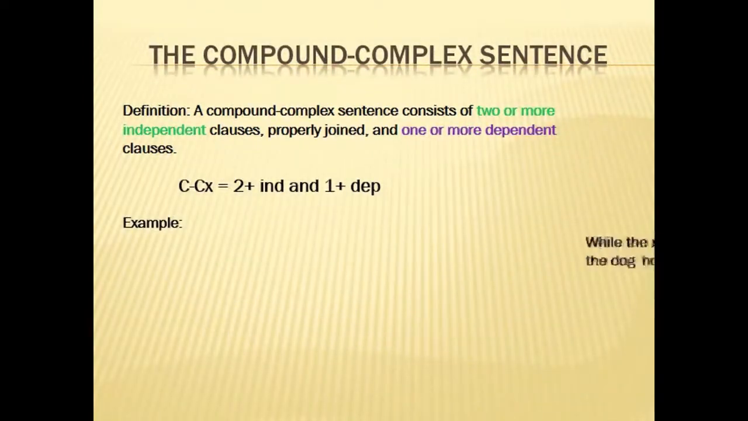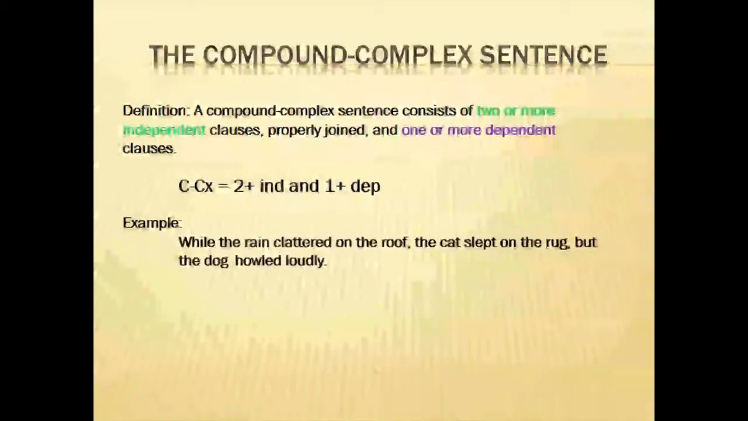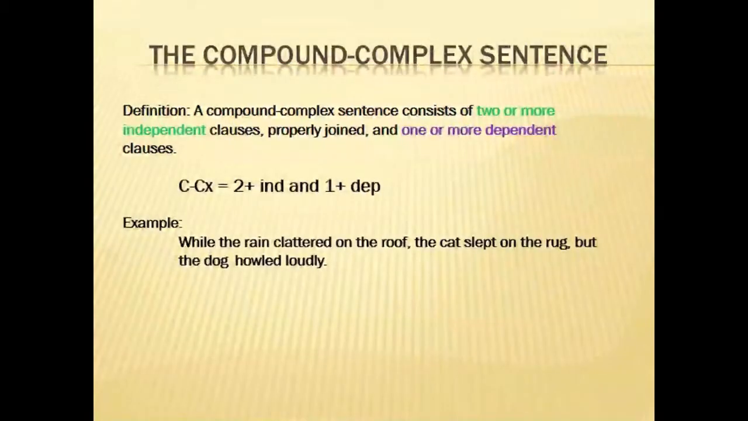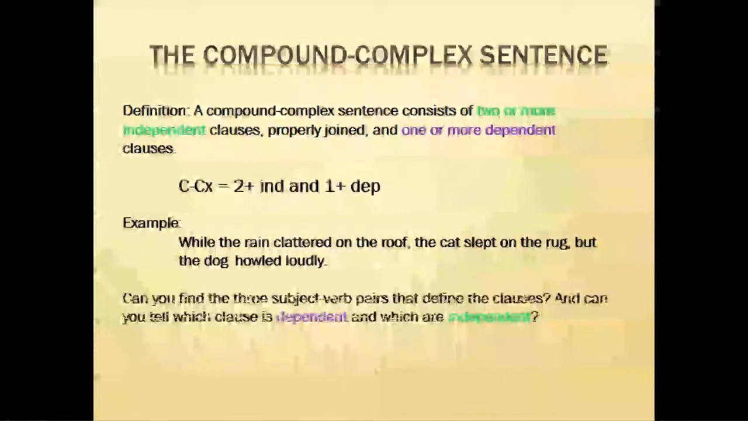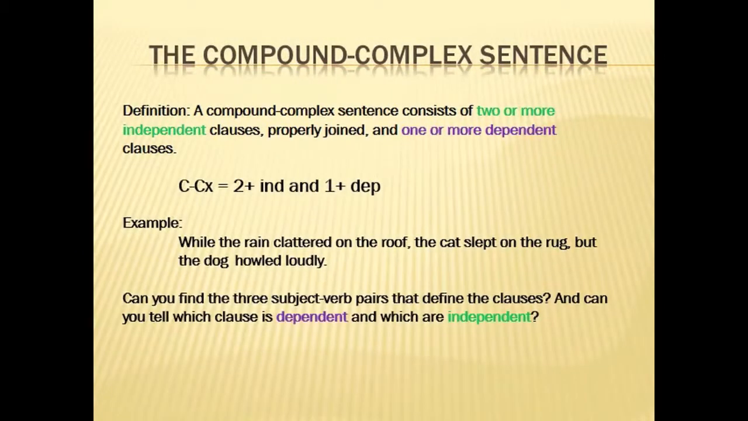Here's an example. While the rain clattered on the roof, the cat slept on the rug, but the dog howled loudly. Can you find the three subject-verb pairs that define the three clauses? And can you tell which clause is dependent and which are independent?